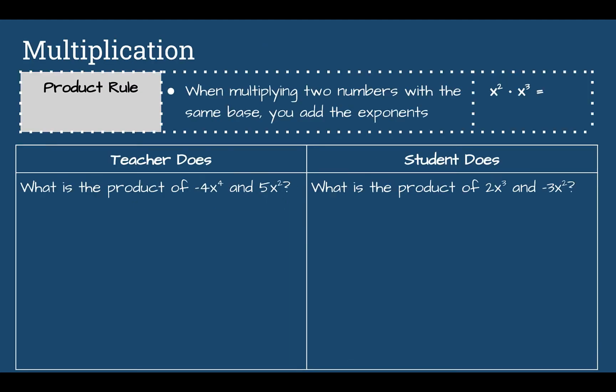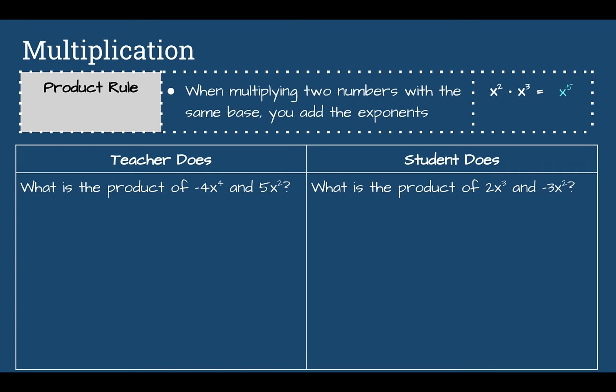First, before we begin multiplying with our polynomials, let's review what the product rule is. So back in topic 6, we learned the product rule of exponents. That says that when you're multiplying two numbers with the same base, you add the exponents. So if we had x to the second power times x to the third power, that would be x to the fifth power. The base stays the same, you add the exponents.